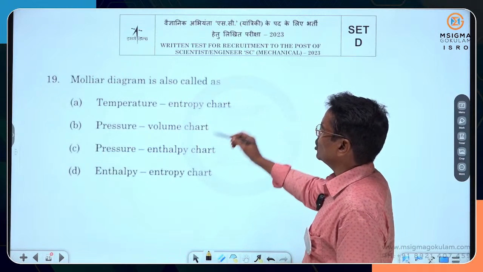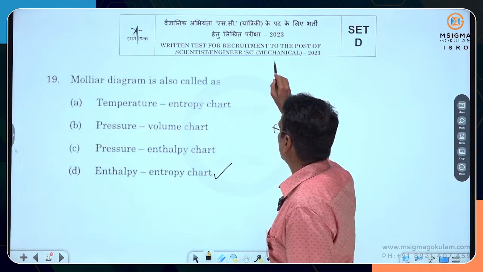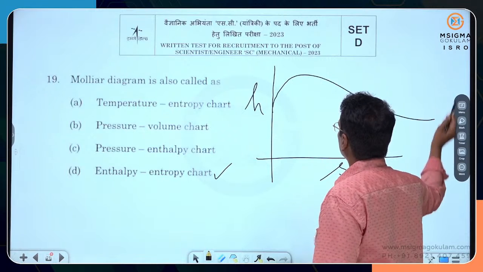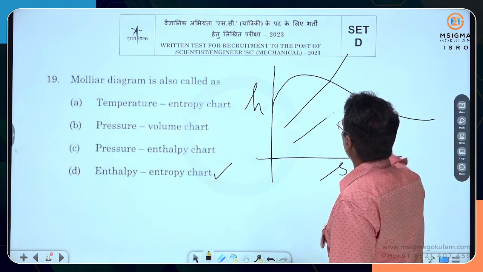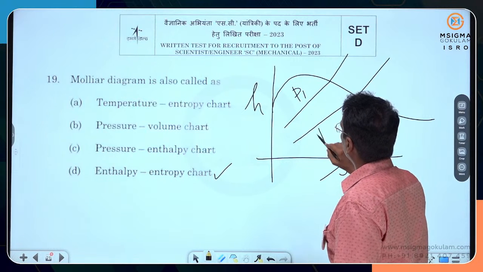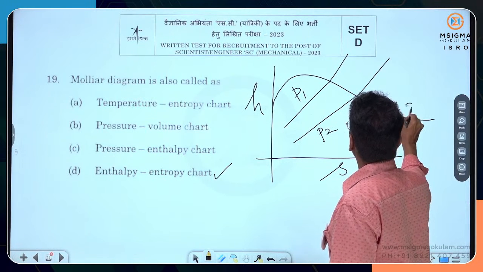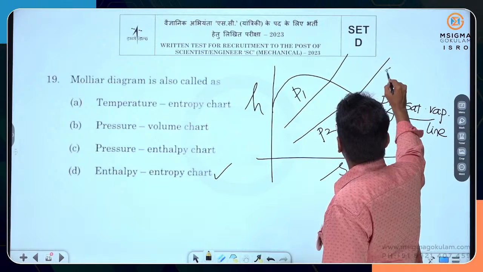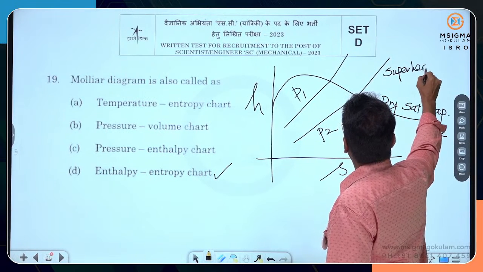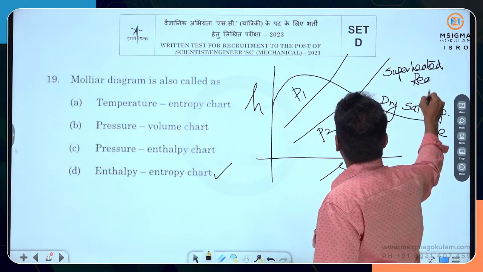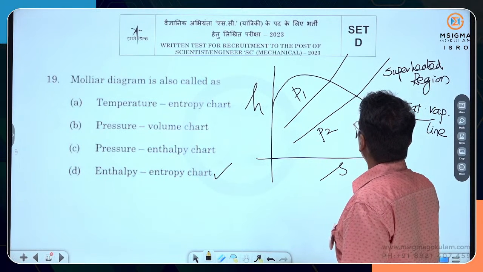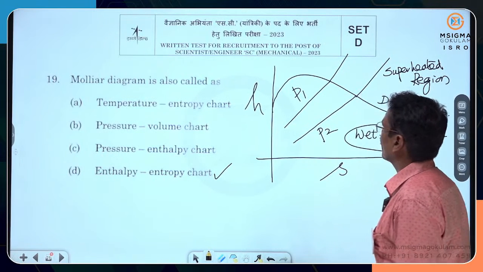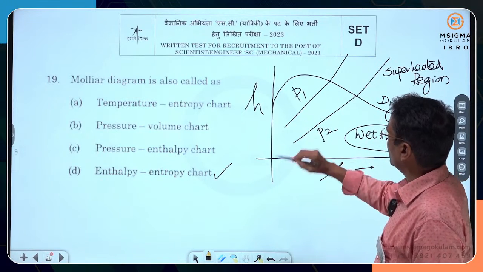The Mollier diagram is also called the enthalpy entropy chart, one of the most famous charts used in steam problems. These are all the constant pressure lines. This is the dry saturated vapor line. This is all the superheated region. This is the wet region. This chart is called the Mollier chart, enthalpy entropy.